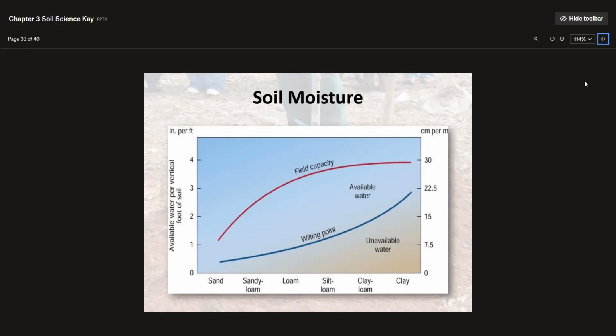Yeah, but who has the most available water? Well, that's going to be your loam, right? Or your silt loam. And least available is going to be the sand, right? Because it's got the larger pores and everything runs right through it. Okay. So just a chart to help you realize which one does what, which soil is going to have a lower wilting point or a higher wilting point.